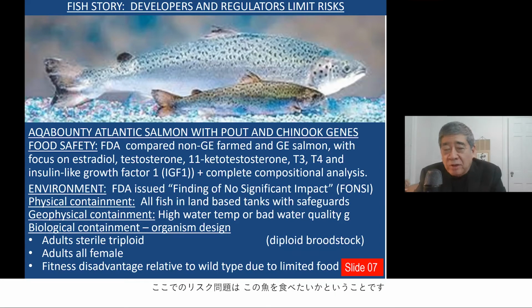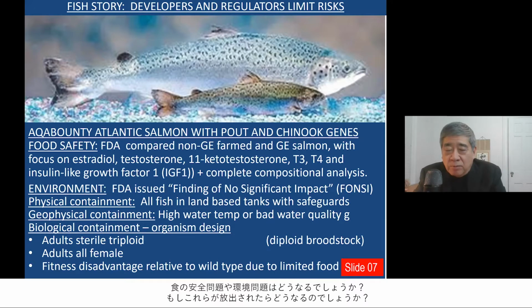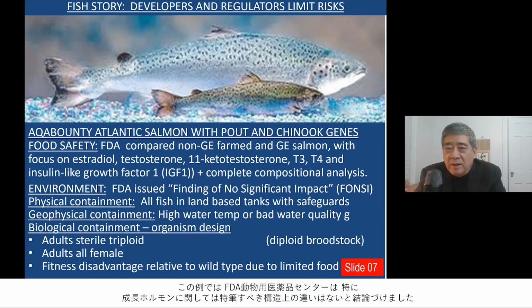But the risk issues here are, do you want to eat the fish? What about food safety issues? And environmental issues? What happens if there's a release? In this instance, FDA, Center for Veterinary Medicine, did a careful assay of the tissue and concluded that there were no significant compositional differences, particularly with respect to growth hormone.